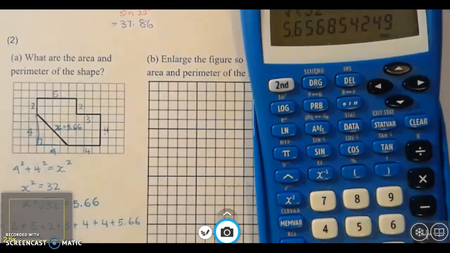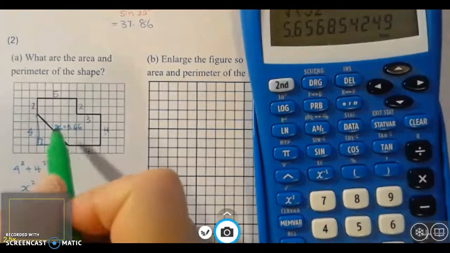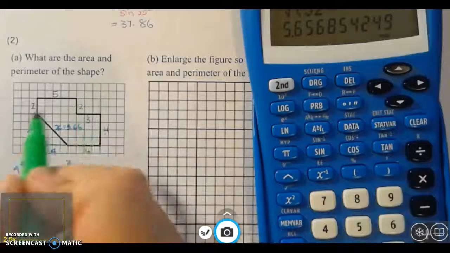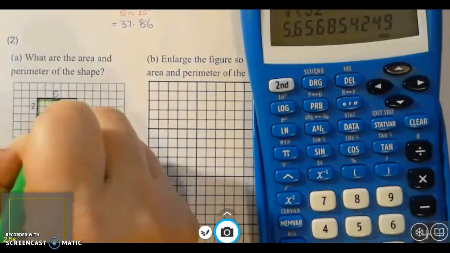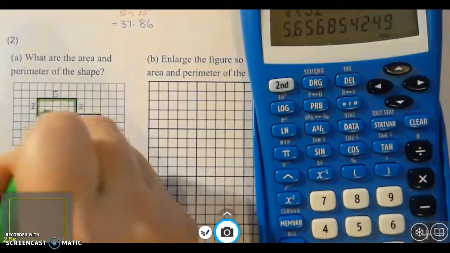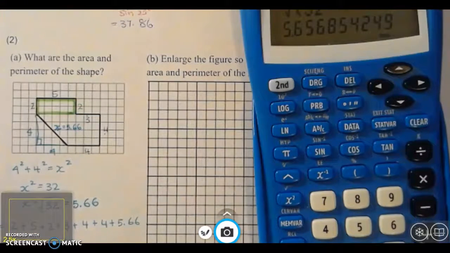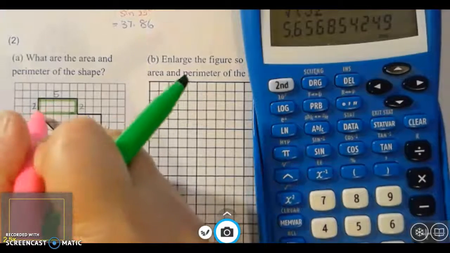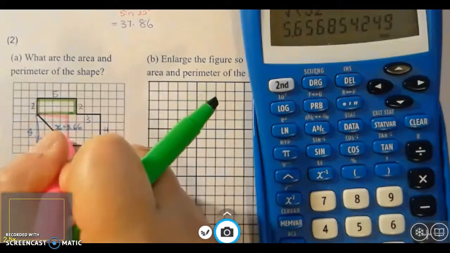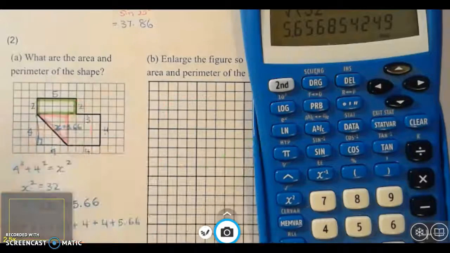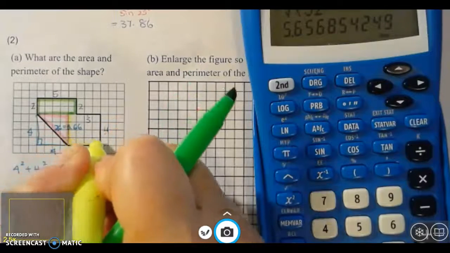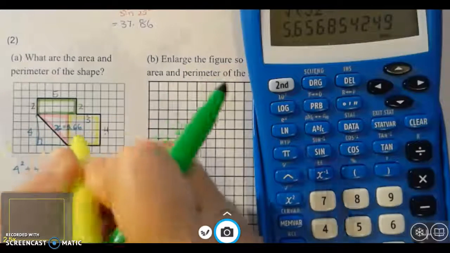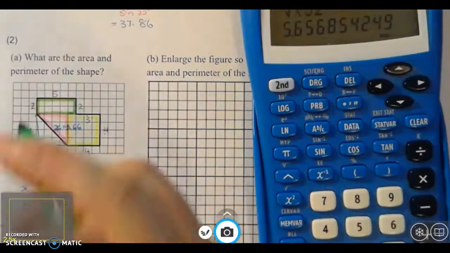This is a complex figure. It's not a figure that I can easily find the area of, but I can break this shape into shapes that I do know how to figure out the area of. I know how to find the area of a rectangle. I know the area of a triangle is base times height times half. And I also know how to find the area of a square. So to find the area, I can find each of the areas separately.